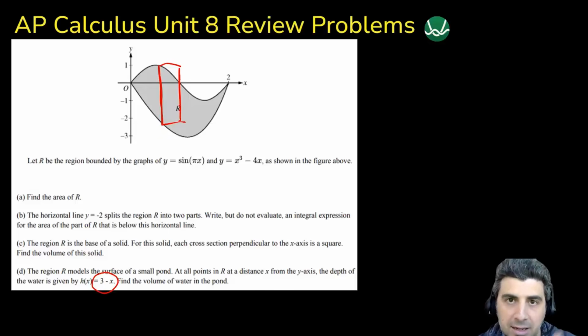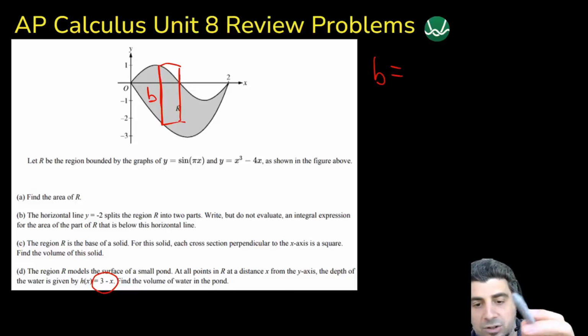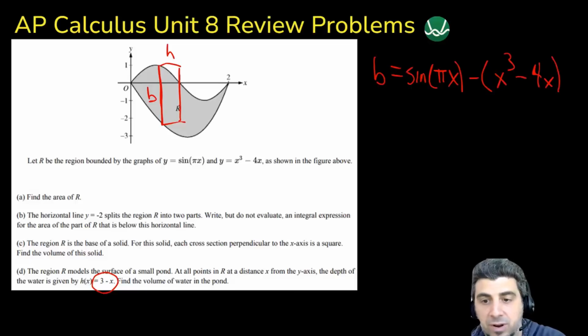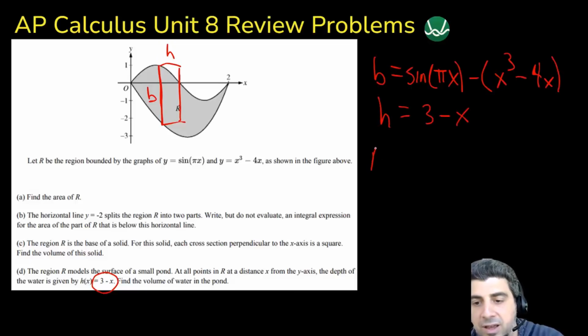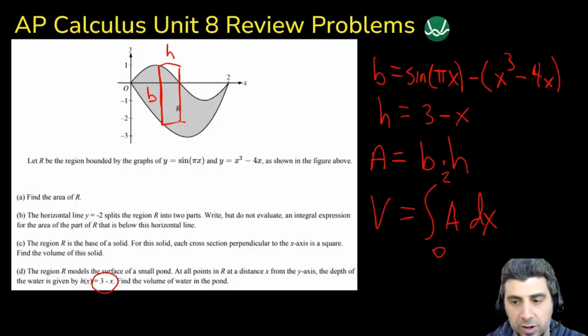So if you think about that slice as being a rectangle, that rectangle has a base, which is the distance between the two regions. So base would just be sine pi x minus the quantity x cubed minus 4x. Then the height of that region is just 3 minus x. So the area of a cross section is going to be base times height. And then to get the volume, we would just integrate from 0 to 2 the area function with respect to x. So that's just describing it for you guys.